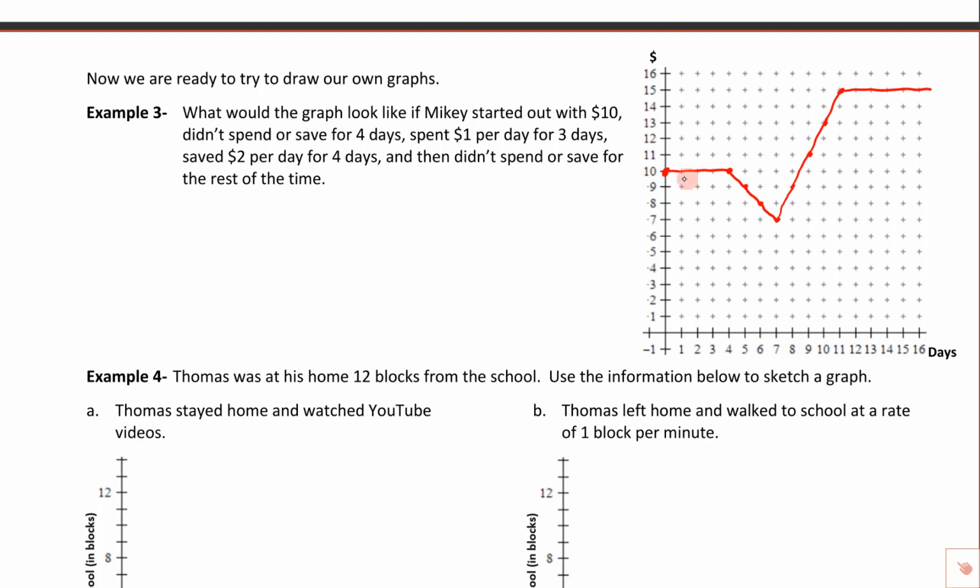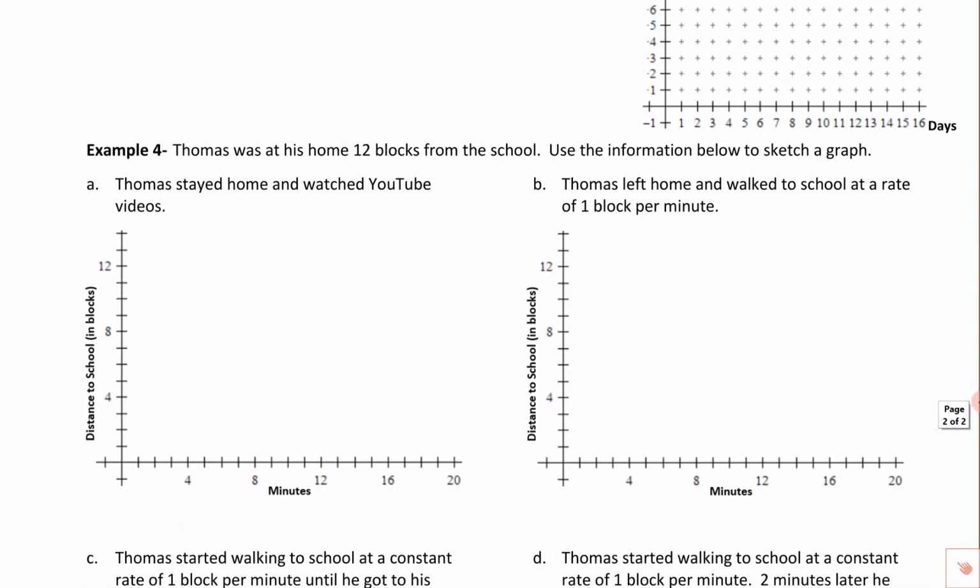We've got 4 different scenarios going here. He didn't spend or save, didn't do anything here. Then he spent, then he saved, and you'll notice he saved a lot more and saved faster than he did when he was spending money, and then it kind of flattens off again because he wasn't doing anything.